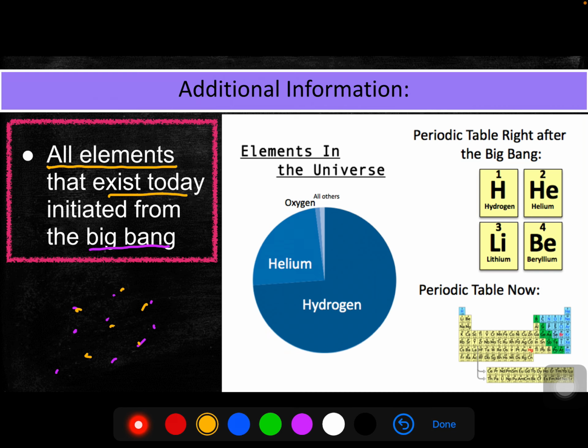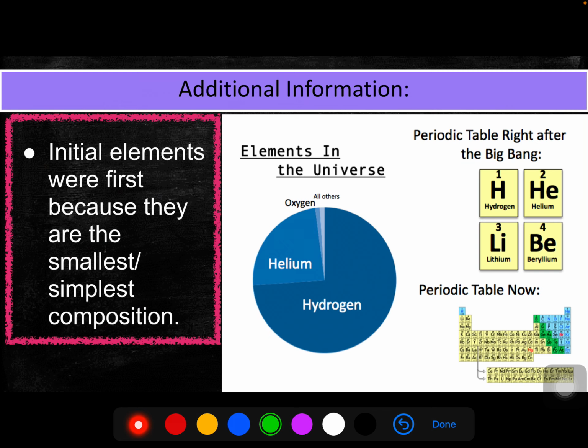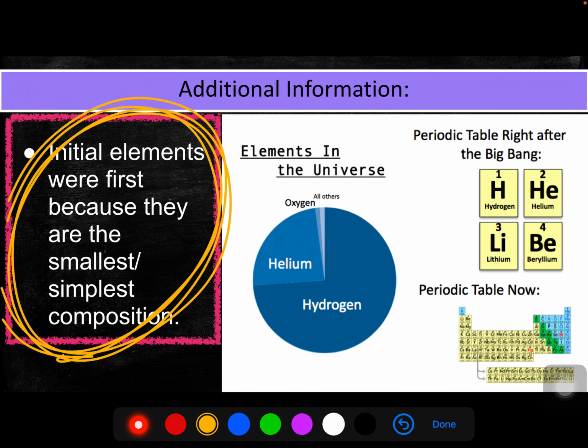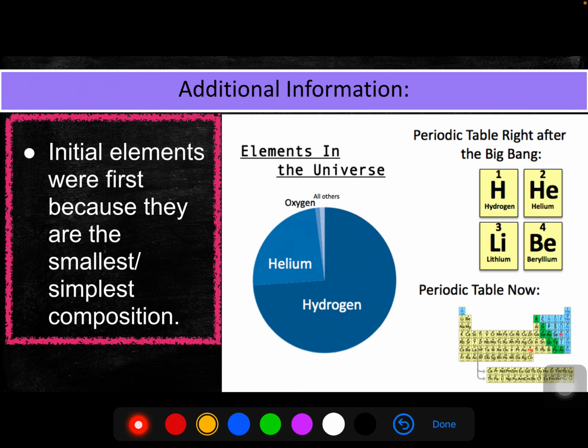Pretty cool. So our first couple particles, hydrogen, helium, and lithium, are the ones that still are the most abundant today in the universe. So why those 3? What about those 3 made them the first elements? Here's your bullet point number 2. These initial elements came first because they're the smallest or the simplest composition.